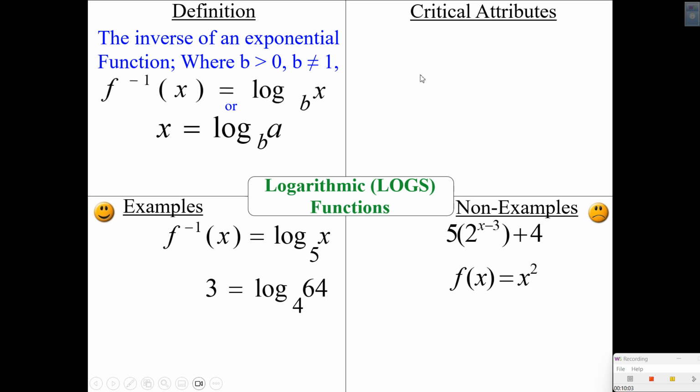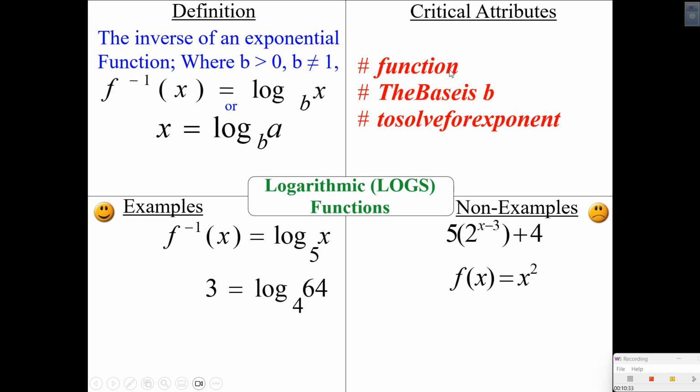All right, it has to be a function. The base is b. Yes, we need to have b as a base. And to solve for exponents. This is something that we use to solve for exponents, and I'll elaborate a little bit more on that.